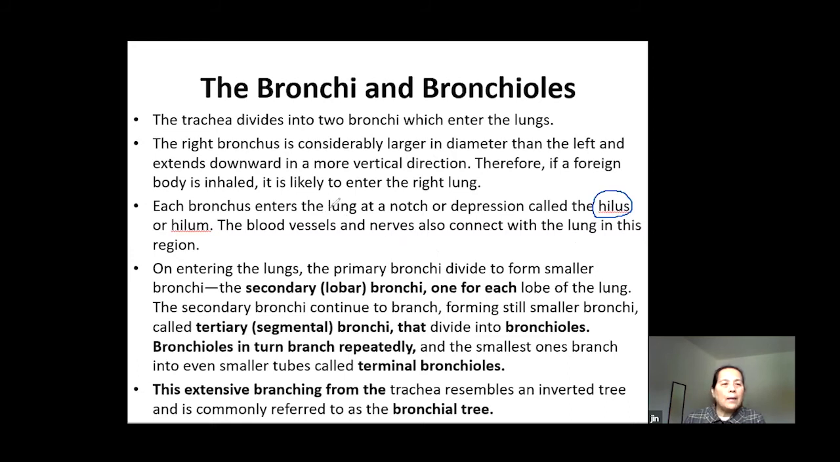So that's basically the upper part of the respiration system, including what we started from the nose, and then the throat, the larynx, the trachea, the bronchi and the bronchioles.